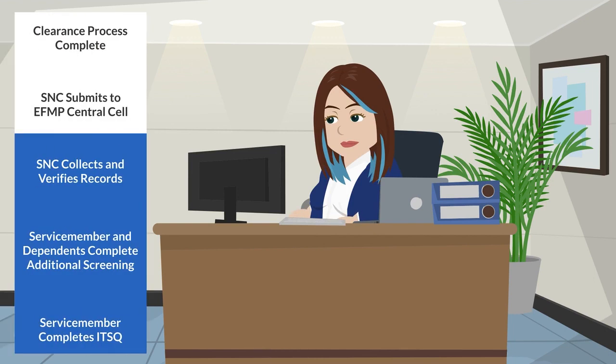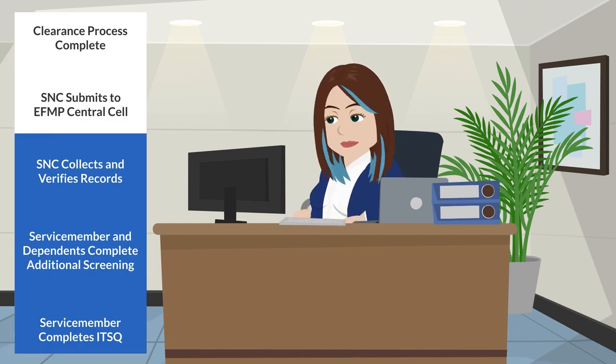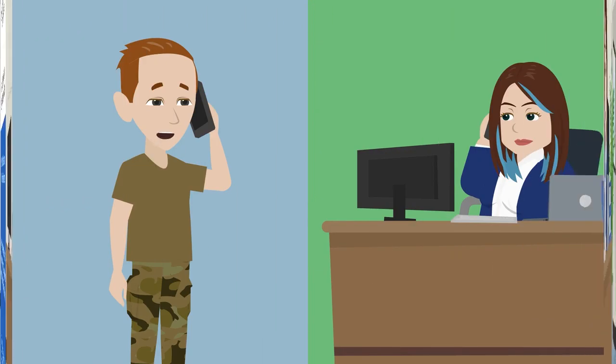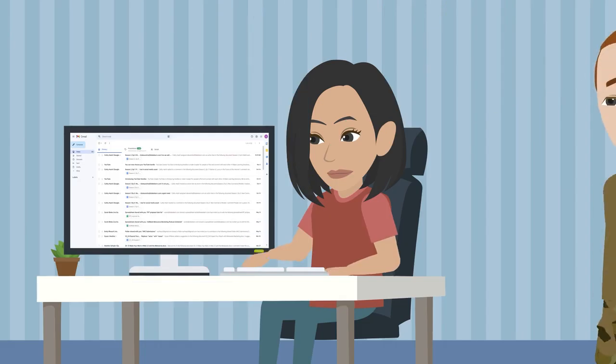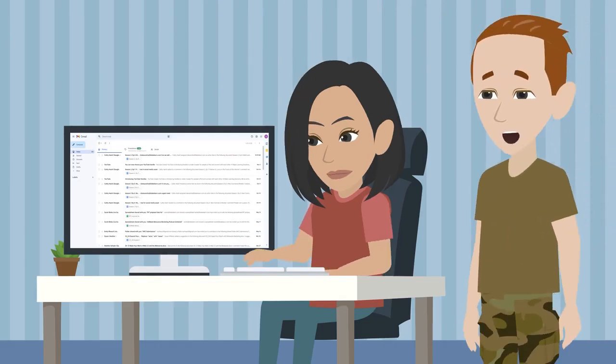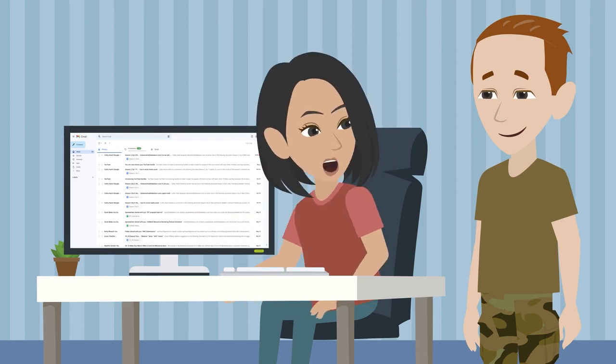Your MyVector members dashboard will show you where your case is in the process. If you notice your case has been stuck with your SNC for a bit, reach out and ask if you can assist. You'll want to check in periodically to make sure the process is moving forward and your SNC has submitted to the EFMP Central Cell. The member and dependents over the age of 18 should also check their email regularly to make sure they don't miss any communication from their SNC.